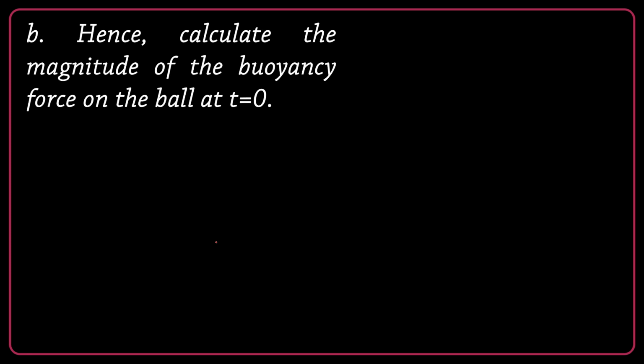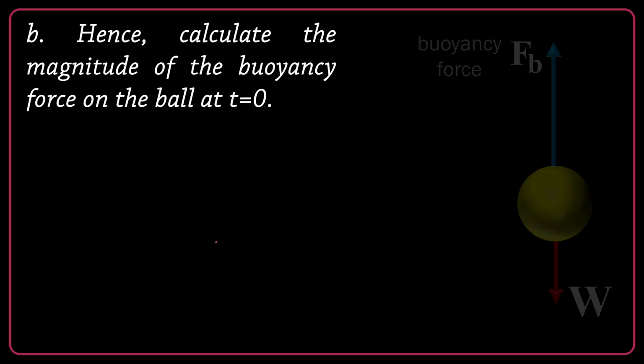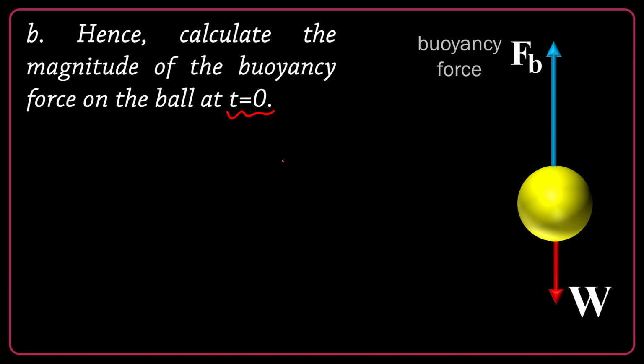Part B, hence calculate the magnitude of the buoyancy force on the ball at t equals 0. At t equals 0, you know guys, there is no speed, so no drag force. Forget about drag force. We have just buoyancy force and W. Which one is larger? Necessarily the buoyancy force. The object is moving upward.